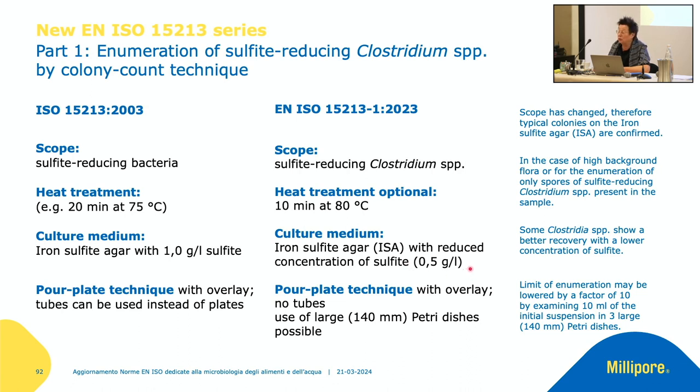And it is very important to use this reduced sulfite concentration because it was shown in the working group by a lot of experiments that with the high sulfite, some Clostridia, like Sporogenes, will not grow very well and show no good blackening. That was the reason why in this new part one, sulfite is reduced. It's very important to use the iron sulfite agar with this reduced sulfite.